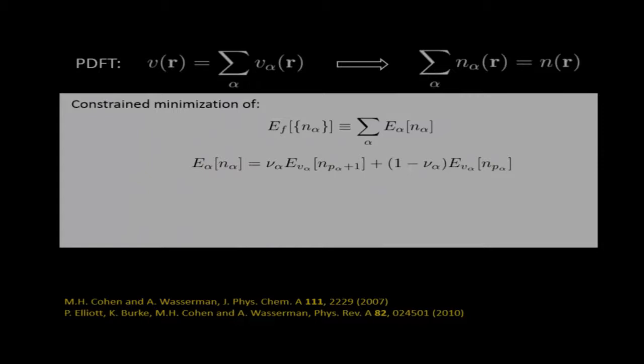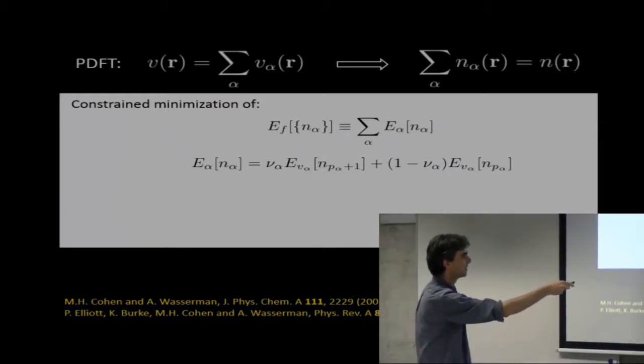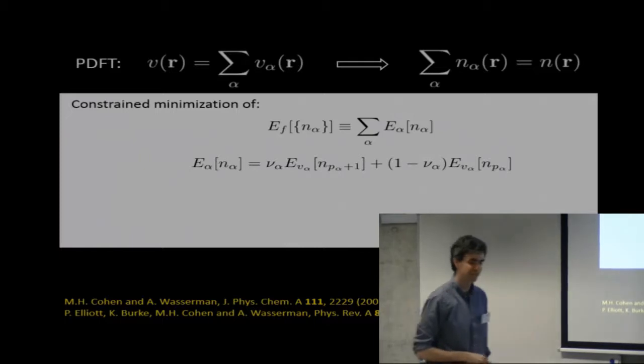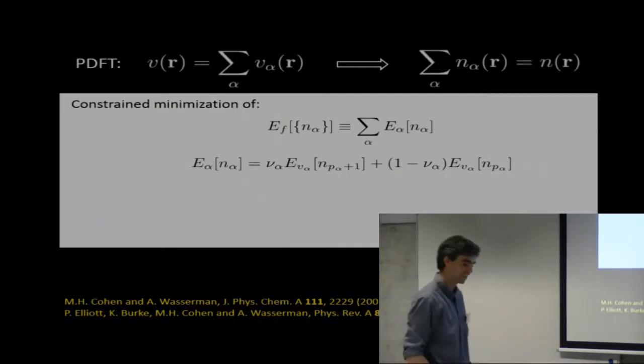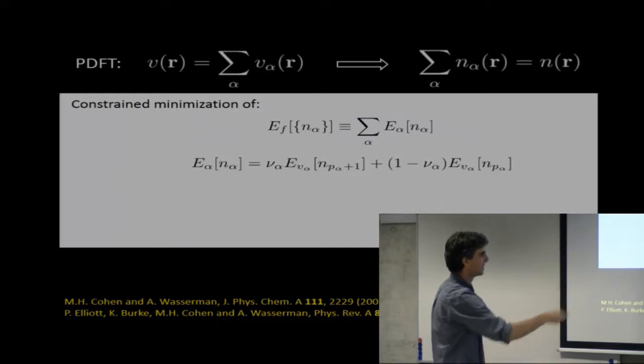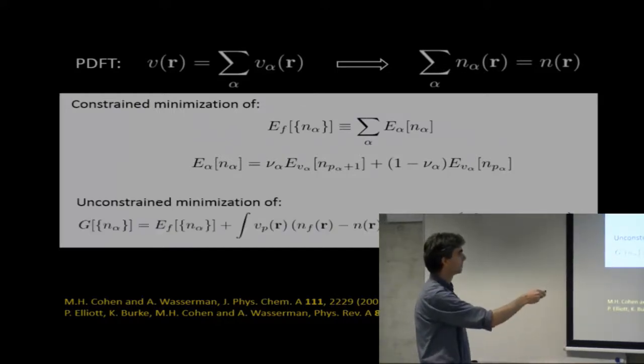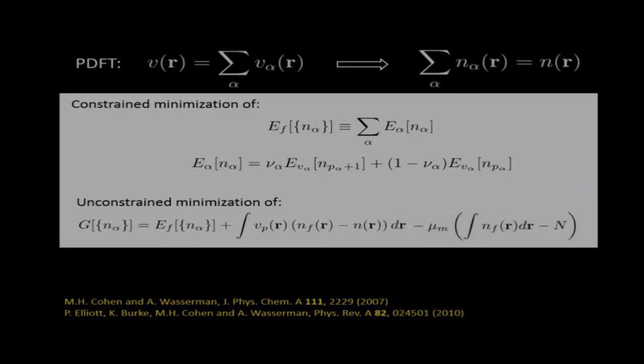What it is, it's a constrained minimization. You minimize E_F, defined as the sum of the fragment energies, where the fragment energies are given by this ensemble expression, following the expression that we know the exact functional follows for a fractional number of electrons from PPLB. Or you can turn this into an unconstrained minimization of E_F: you do this minimization subject to this constraint right here, or you do an unconstrained minimization of capital G, and when you write it like this, you can think of the partition potential as the Lagrange multiplier that guarantees that this constraint is satisfied.